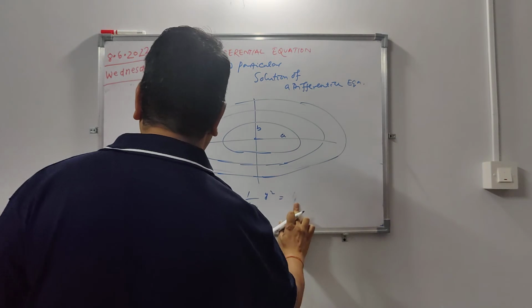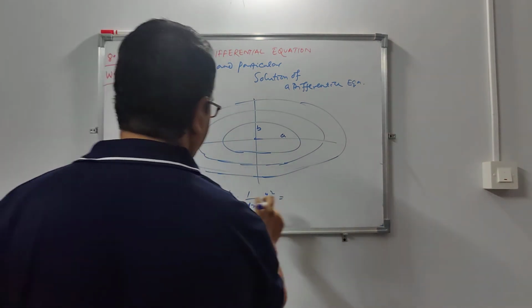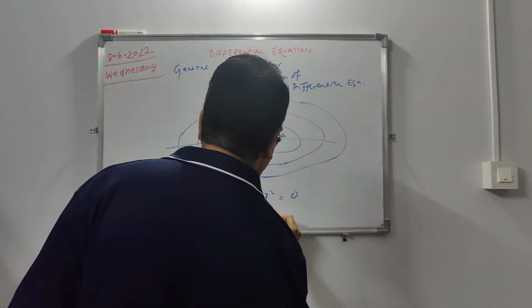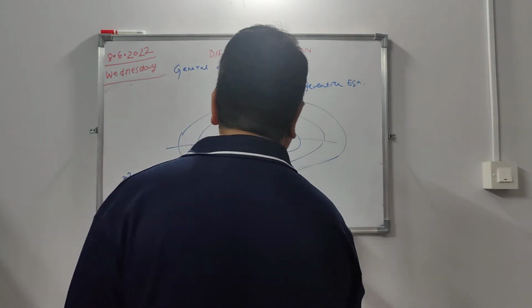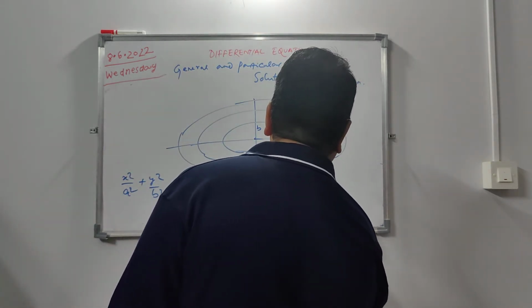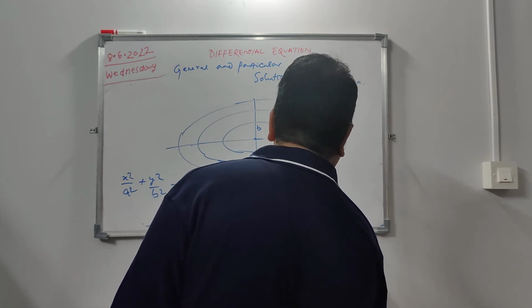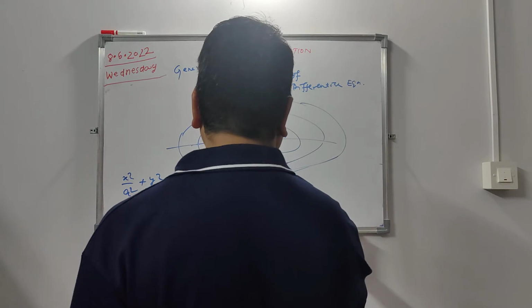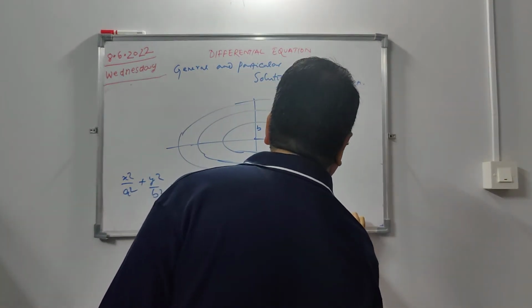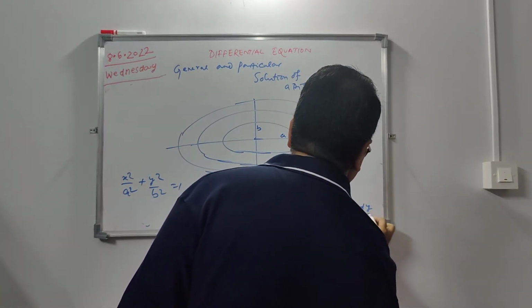Okay. So d by dx of y square, and then this is equal to 0. So this becomes 2x by a square. Okay. Then 1 by b square. Then what you have to do? You have to apply chain rule: d by dy of y square into dy by dx.